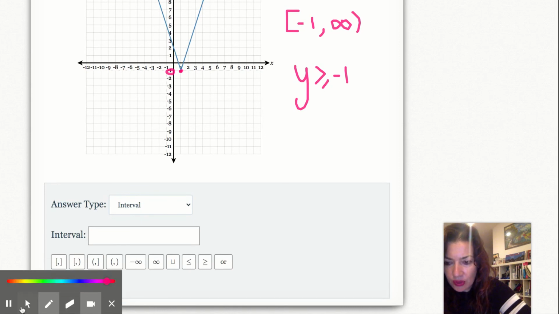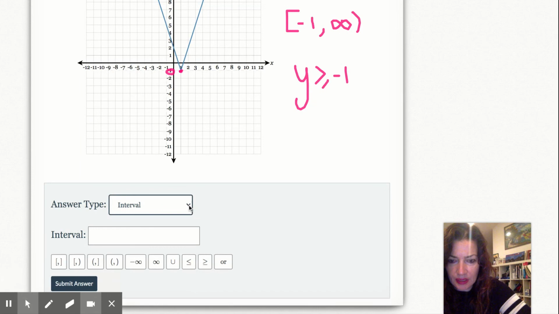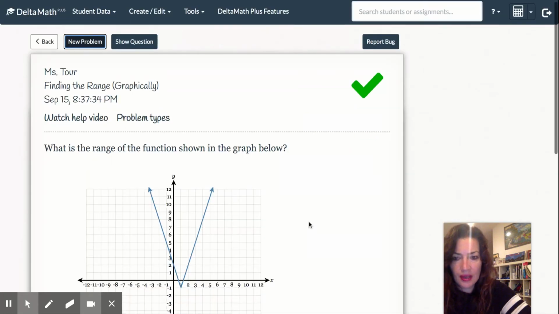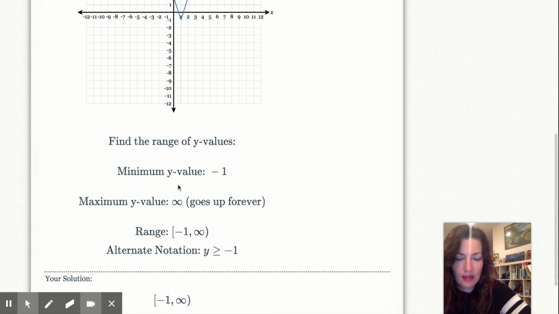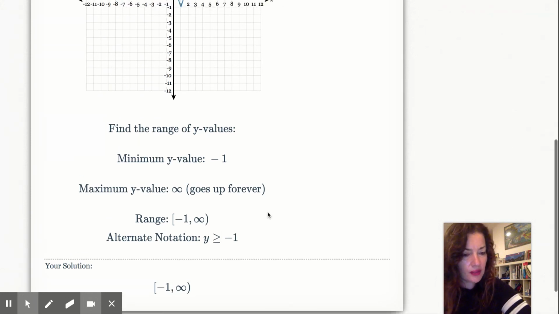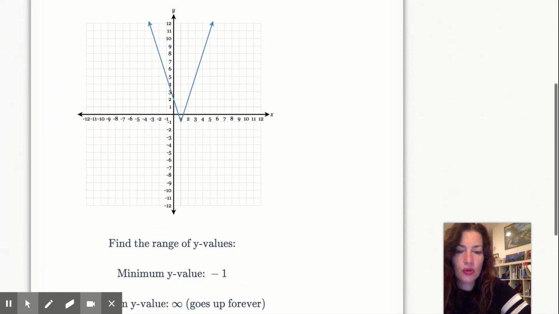Okay, so let's go ahead and write this interval. I'm going to write a square bracket and a rounded bracket. So it starts at -1 and then goes on to infinity, because remember, we're looking up and down for the range. Let's go ahead and submit this. We can see that the minimum value is -1 for y, and it goes forever up. So the range starts at -1 and goes on to infinity, or you can write it as y is greater than or equal to -1. All right, so go ahead and practice writing the range using this notation.